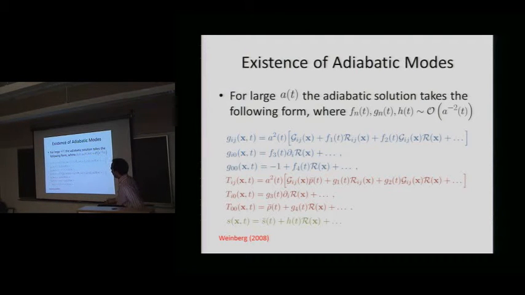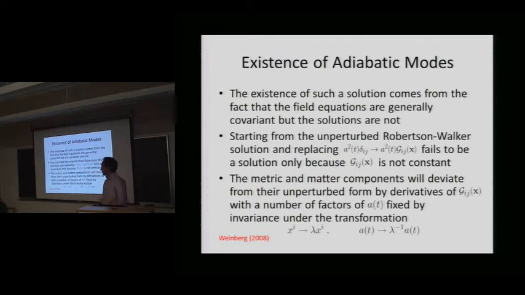And likewise, you can see for the matter part, so this is just the stress energy tensor, and this is any scalar quantity. So what we see is that we have basically a solution of the form that I was speaking about with corrections that are on the order of a to the minus 2, which become negligible far outside the horizon. So just a very quick argument that this solution does in fact exist.